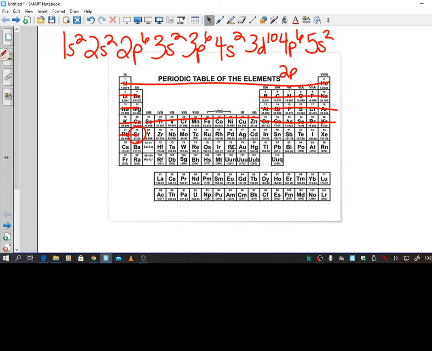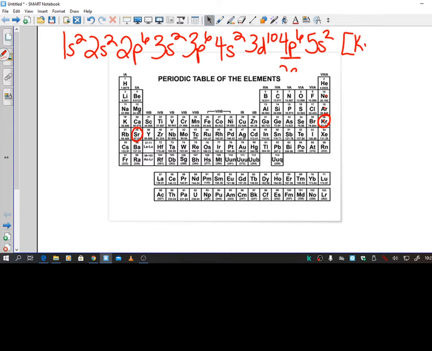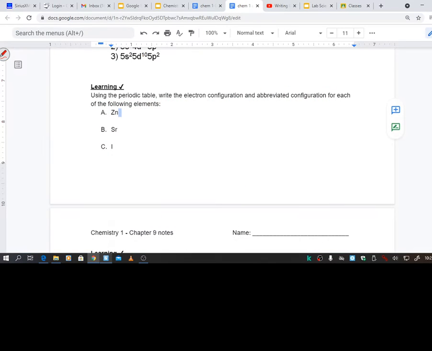5s2. Now, once again, if I'm doing the abbreviated form, I can just look at strontium and ask, what's the noble gas before it? It's krypton. Or if I've written all this out, I can see there's that 4p6. 2, 3, 4. 4p6 is krypton. And then I'm going to write 5s2. So look at that abbreviated form. That is a lot easier to write than the full-blown, full one.